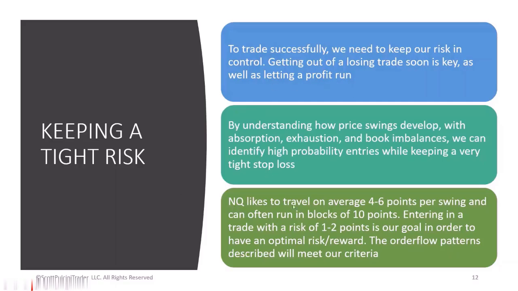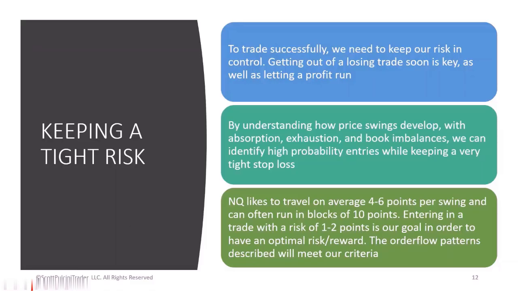Since NQ usually likes to travel on average 4 to 6 points per swing and can often even run in blocks of 10 points, we are looking to enter a trade with a risk of about 1 to 2 points. This is going to be our goal, 1 to 2 points of risk to have an optimal risk reward. And the order flow patterns that we identified will meet our criteria.